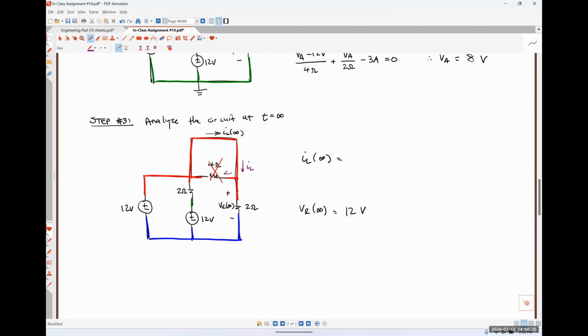We know that no current branches off and flows to the left through the 4-ohm resistor because it's shorted out. So all of our inductor current, IL, has to flow down through the 2-ohm resistor. So how might we solve for IL? It's just 6 amps. Exactly right. So just 12 volts over 2 ohms is equal to 6 amps.